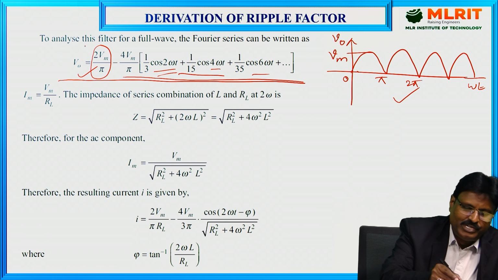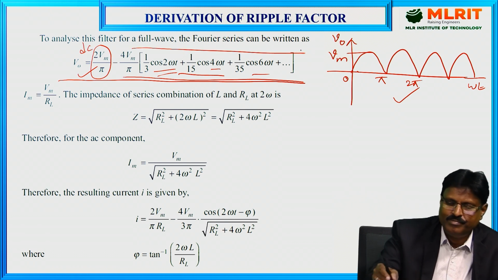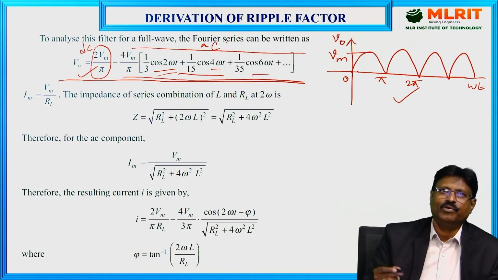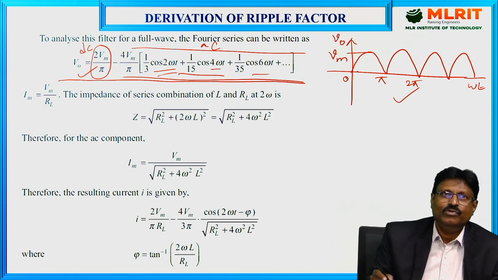So the first term is the DC voltage term and the remaining terms are related with the AC voltage terms at different harmonics. Harmonic means here 2 omega, 4 omega and so on. So this is the full wave rectified output voltage equation, right?